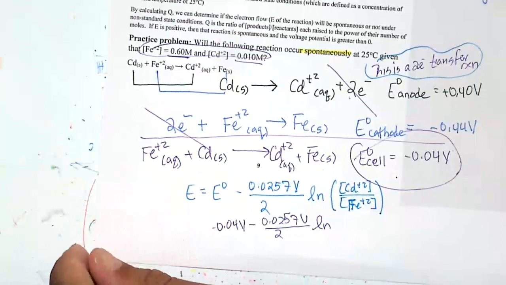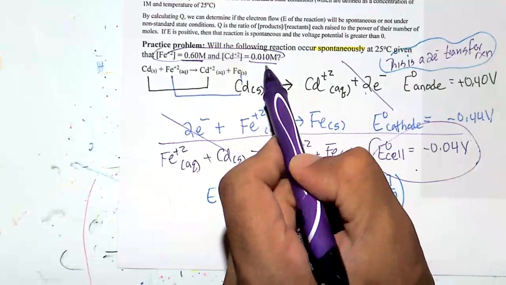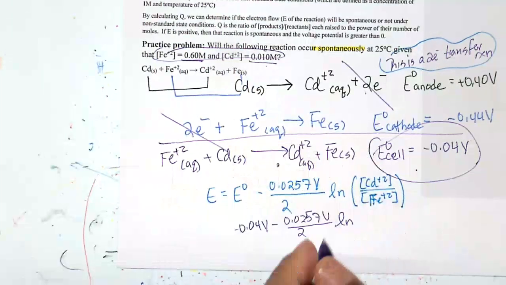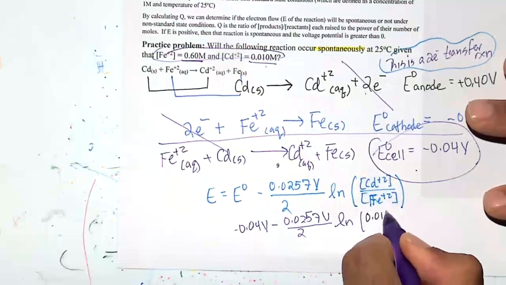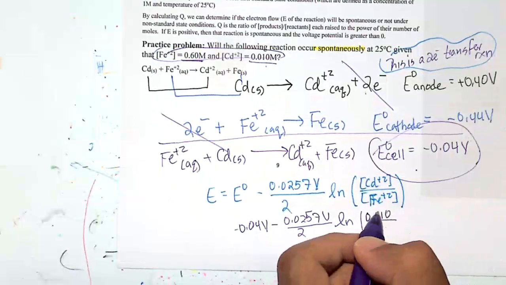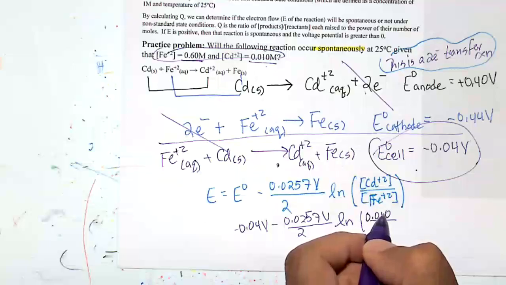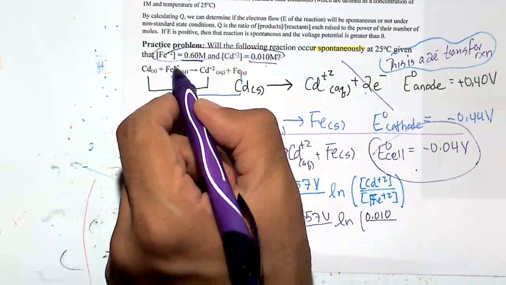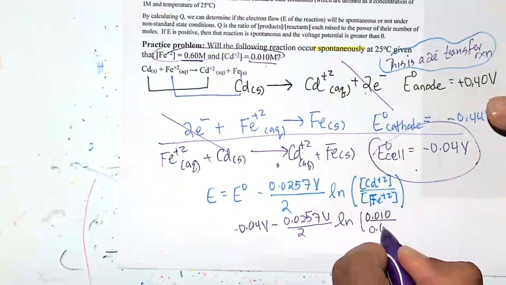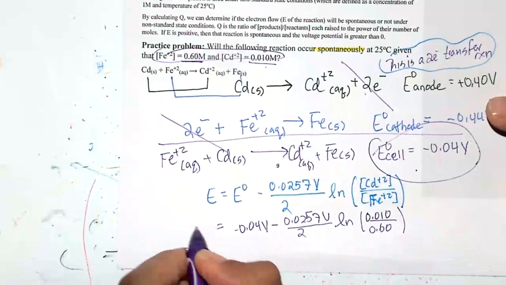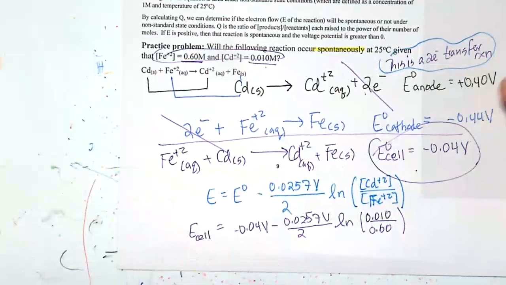Natural log, what's the cadmium ion concentration? 0.010 divided by the iron. What's the iron concentration? 0.60. And this will be our answer. All right, now let's do this on our calculator and see if your answer is the same as mine.